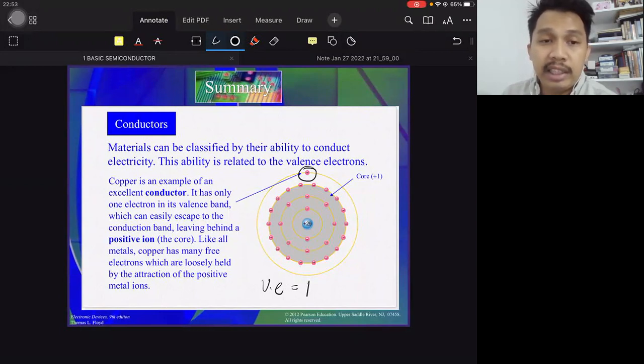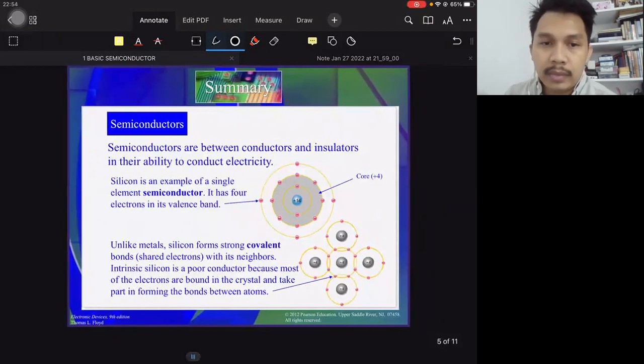These loosely bound valence electrons can become free electrons with the addition of a small amount of energy to free them from the atom. Therefore, in a conductive material, the free electrons are available to carry current. A semiconductor is a material that is between conductors and insulators in its ability to conduct electrical current.